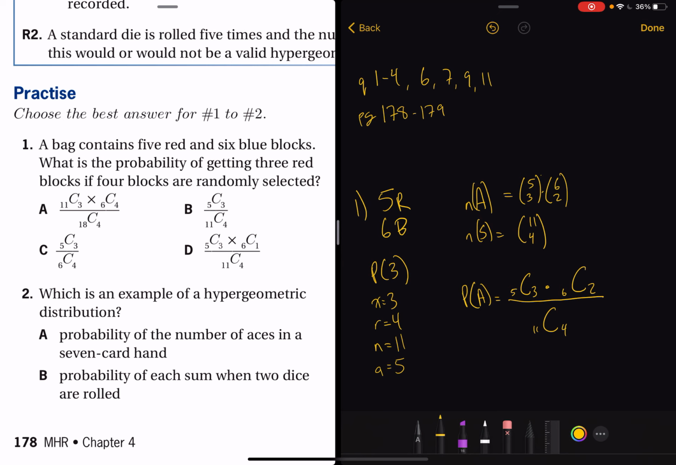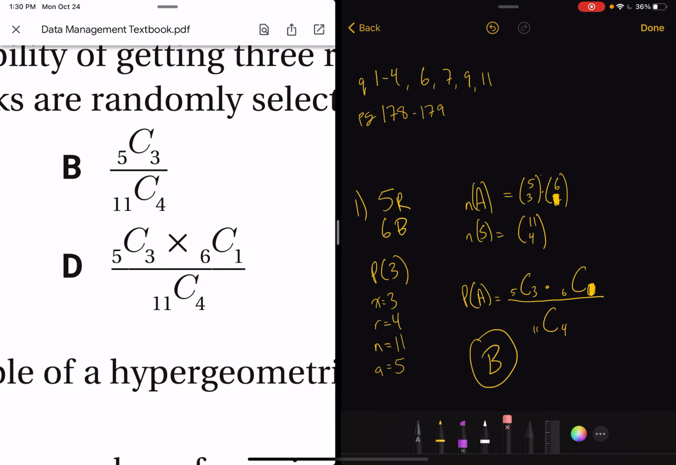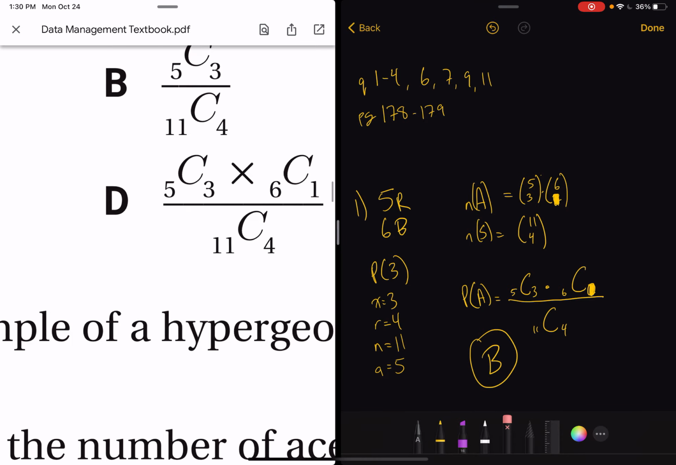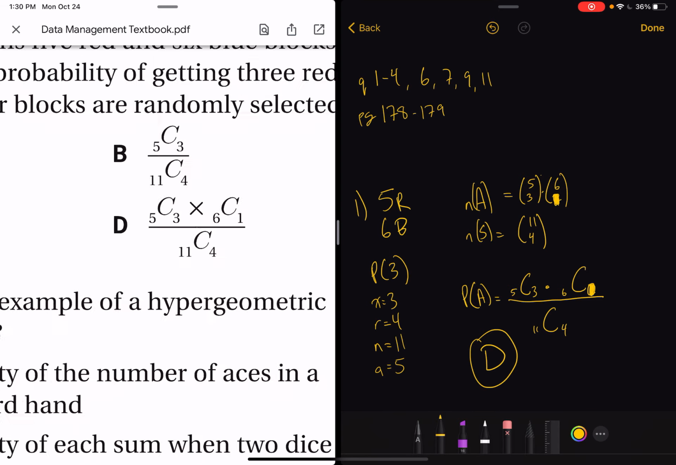Oh, we select 4, sorry. My mistake. We only select 1 over there. Sorry, we don't select 5. My mistake, I was wondering why I didn't find my answer. We only select 1 in this case. So it's 5 choose 3. So the answer in this case is B, because B is found right there. Oops, not B. Why am I saying B? I meant D, because I have 5 choose 3, 6 choose 1, 11 choose 4.